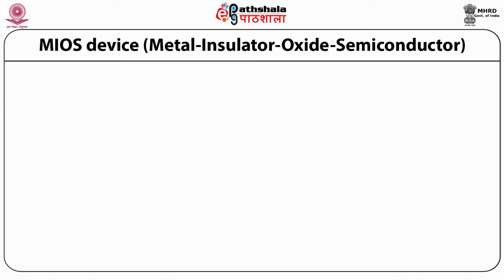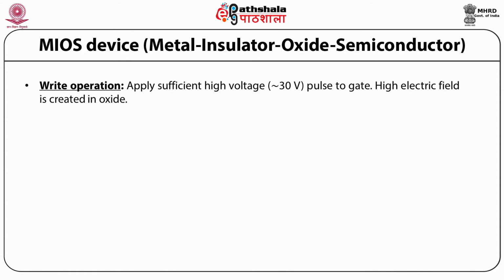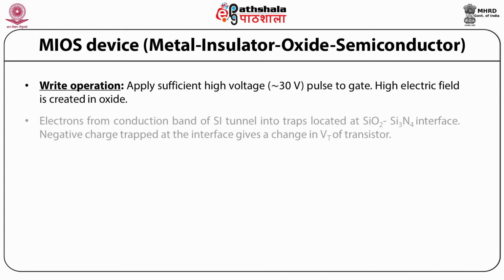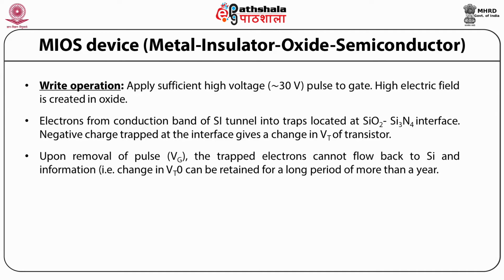So let us first discuss the write operation. If we apply a sufficiently high voltage, a 30 volt pulse, to the gate, a high electric field is created in the oxide. Electrons from the conduction band of silicon tunnel into the traps located at the SiO2 Si3N4 interface. So the negative charge is trapped at the interface and gives a change in the Vt of the transistor. Upon the removal of the pulse, that is Vg, the trapped electrons cannot flow back to silicon and the information, that is the change in Vt, can be retained for a long period of more than a year.